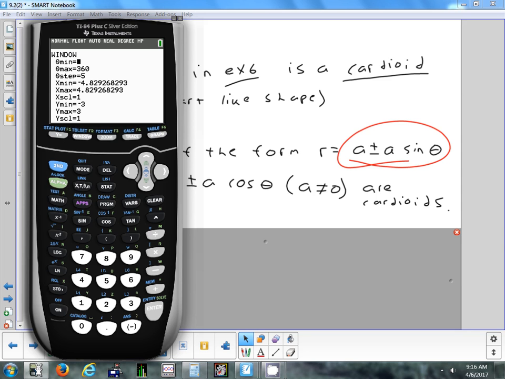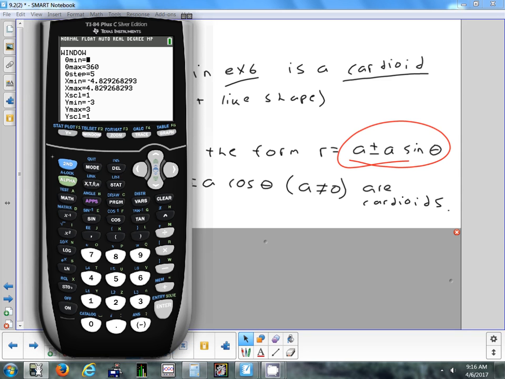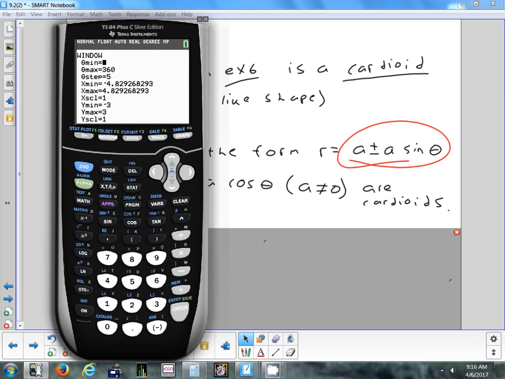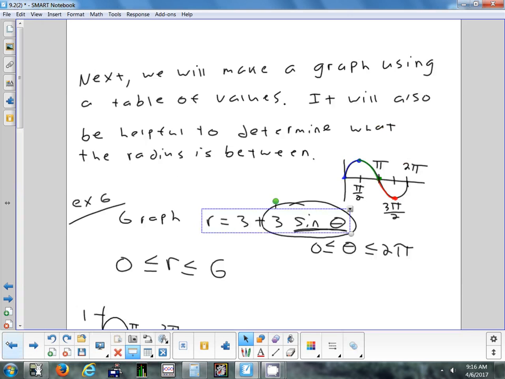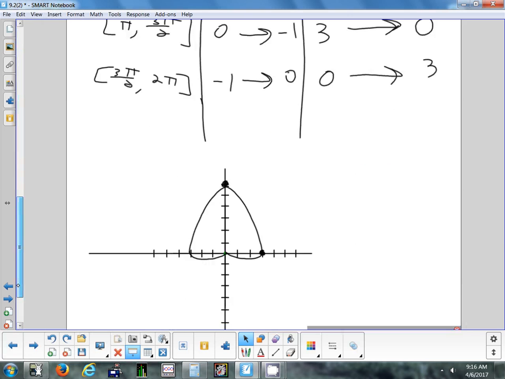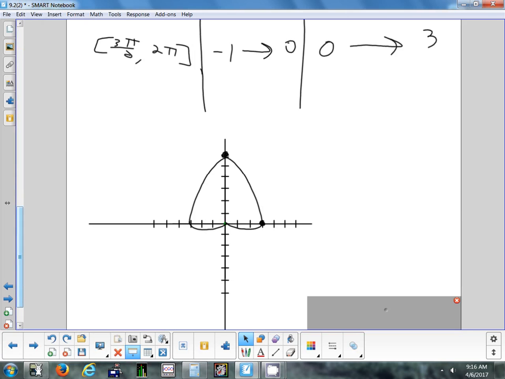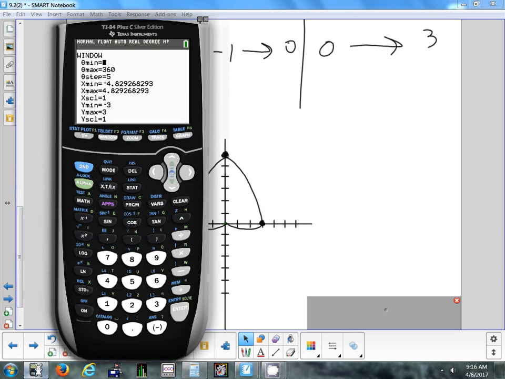Is my window big enough? No. If you go back and look at the picture, I have to go at least to 6 on the y-axis. I don't really have to go that big on the negative y-axis or the x-axis. But the positive y-axis has to go at least to 6. Okay, so I'll go to 8. Let's see, -4 to 4, that should be fine. So we'll get a picture.